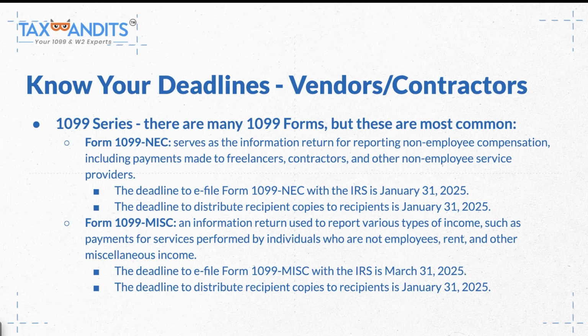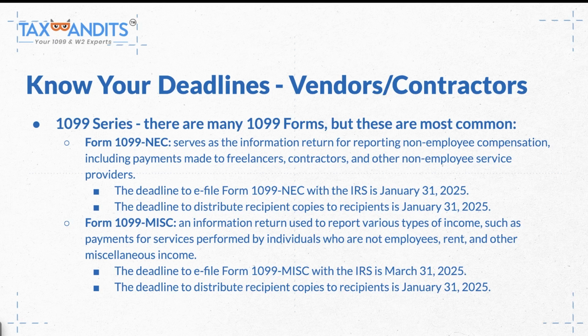For the 1099 series, we do support a lot of those 1099 forms, but we're going to be focusing on the 1099-NEC and the 1099-MISC today, as those are the most frequently used in January. So the 1099 series, there are so many of them, and these two are the most common. For the 1099-NEC, or the non-employee compensation, it will include payments for freelancers, contractors, and other non-employee service providers. The deadline to e-file those 1099-NECs with the IRS is January 31st of 2025, and the deadline to distribute those recipient copies is January 31st of 2025 as well.